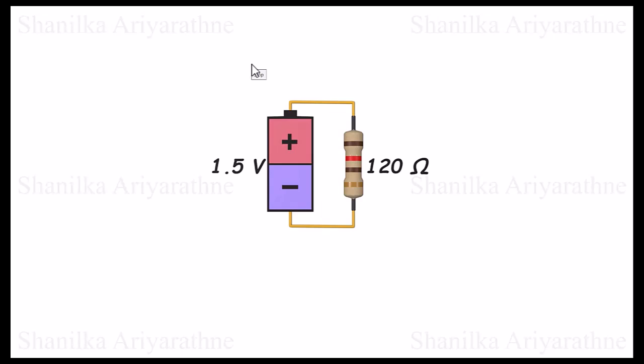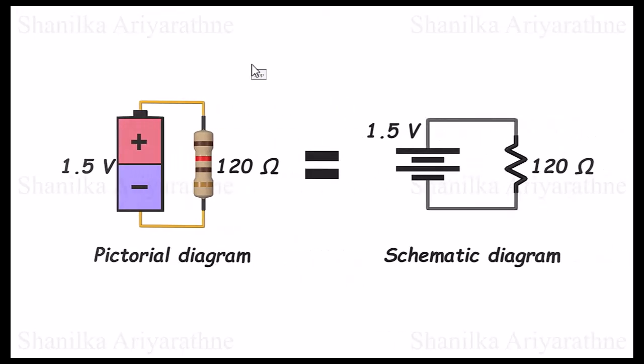When learning electronics, we draw circuits using circuit symbols. This is called a schematic diagram, and it shows the components and interconnections of the circuit using standardized symbolic representations. So this circuit can be shown like this. Using schematic diagrams makes it easier to draw, understand, and analyze circuits, ensuring clarity and consistency.